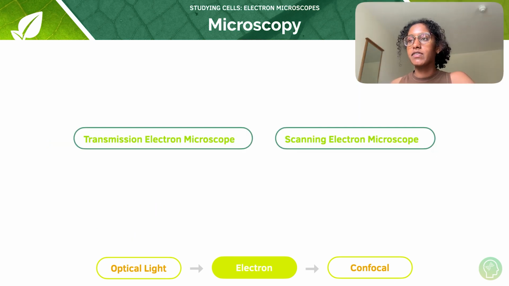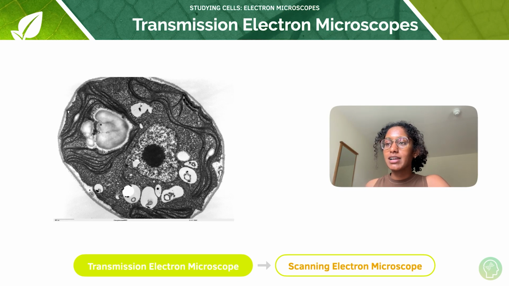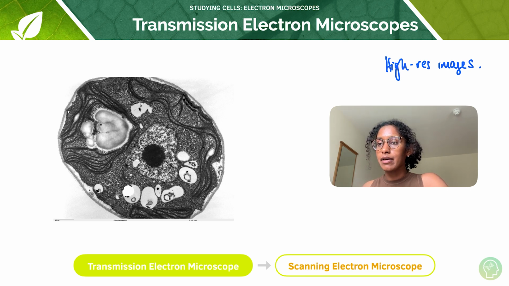So there are two types of electron microscope. Number one, the transmission electron microscope and number two, the scanning electron microscope. So a transmission electron microscope produces very high resolution images. And the transmission electron microscope projects an electron beam through a sample and a 2D image is formed.